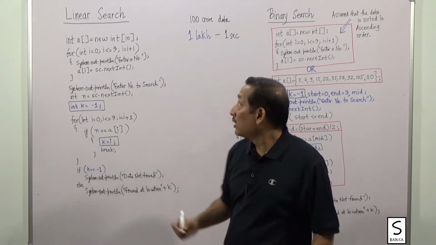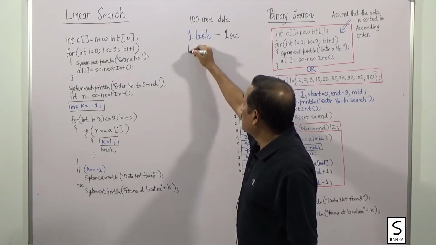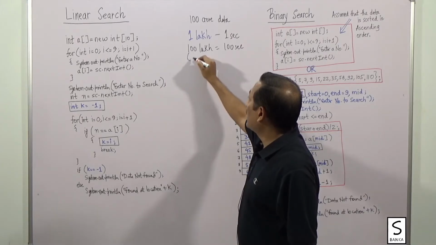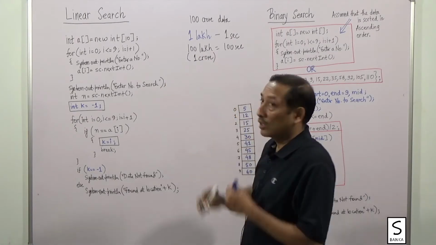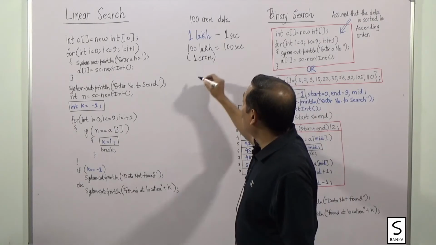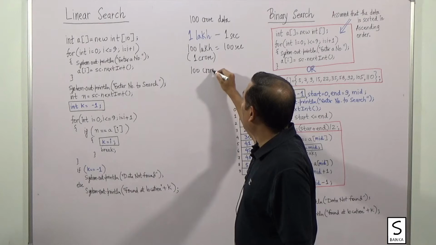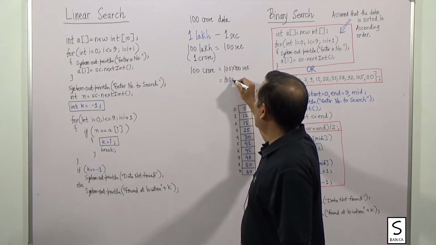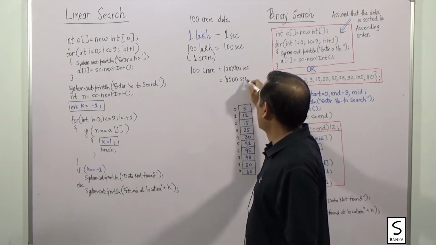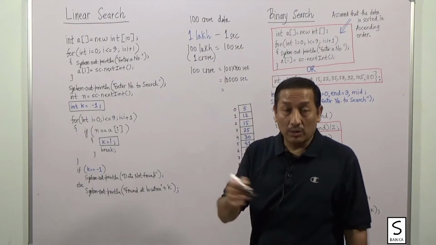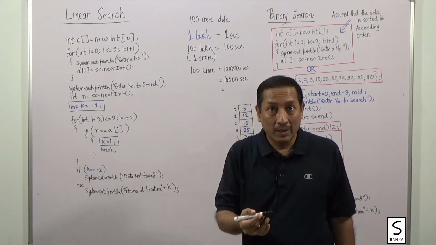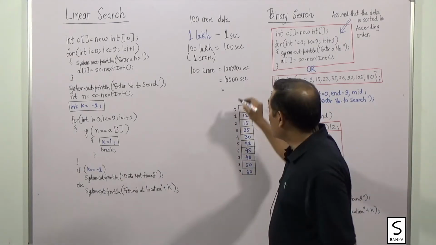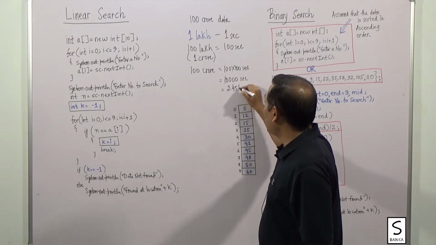Let's calculate. If 1 lakh data takes 1 second, that simply implies 100 lakh data will take 100 seconds. 100 lakh means 1 crore. And for 100 crore, we will require 100 into 100 seconds, which is 10,000 seconds, and when you translate to hours by dividing by 60 and then again dividing by 60, because once you divide seconds by 60, you get minutes, and once you divide minutes by 60, you get hours. This time will be around 2.45 hours.